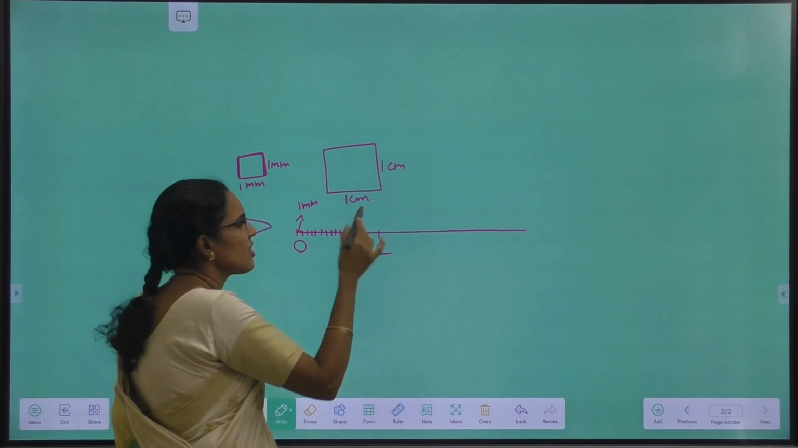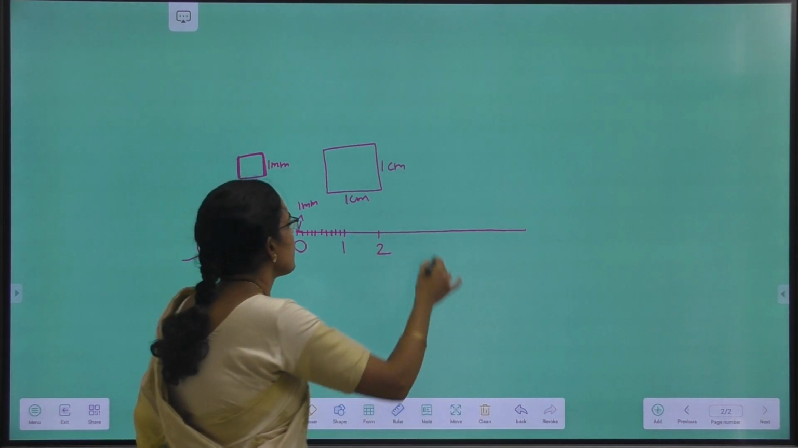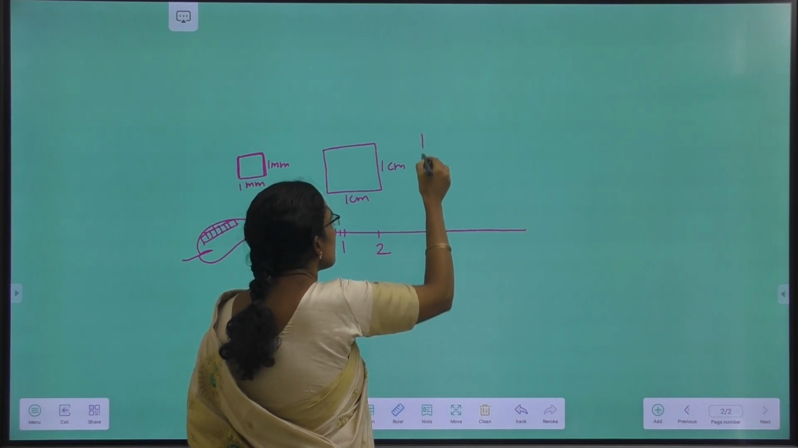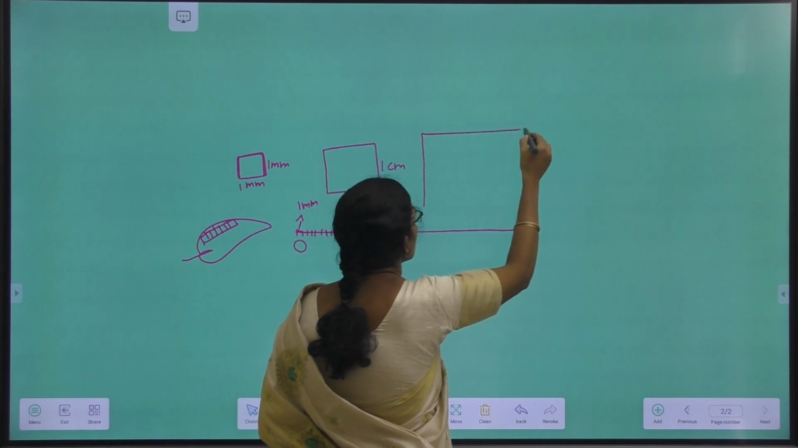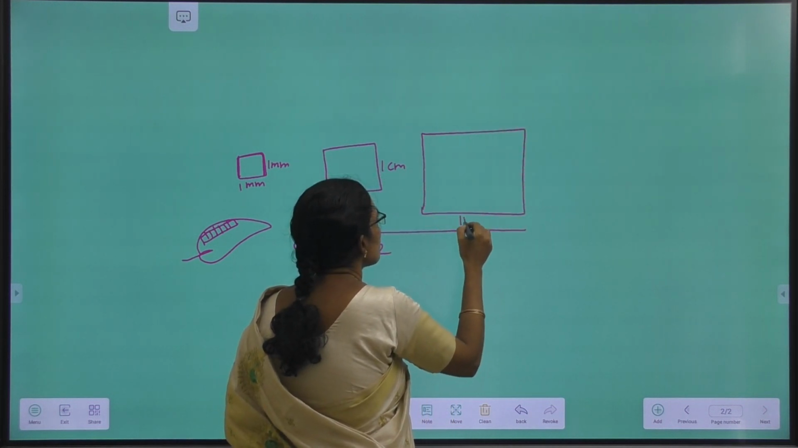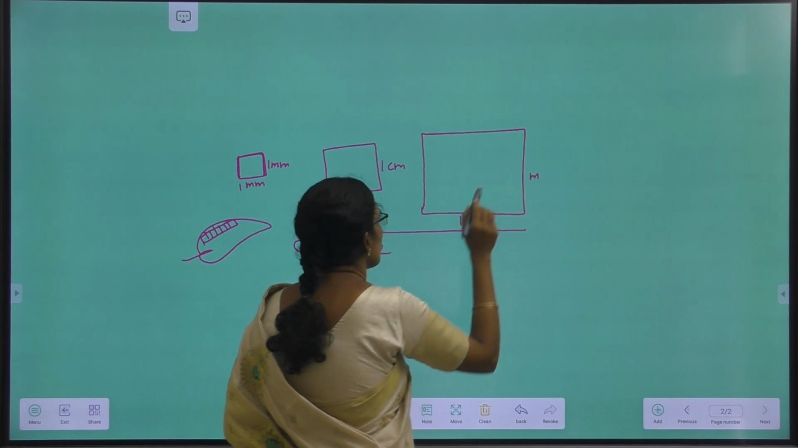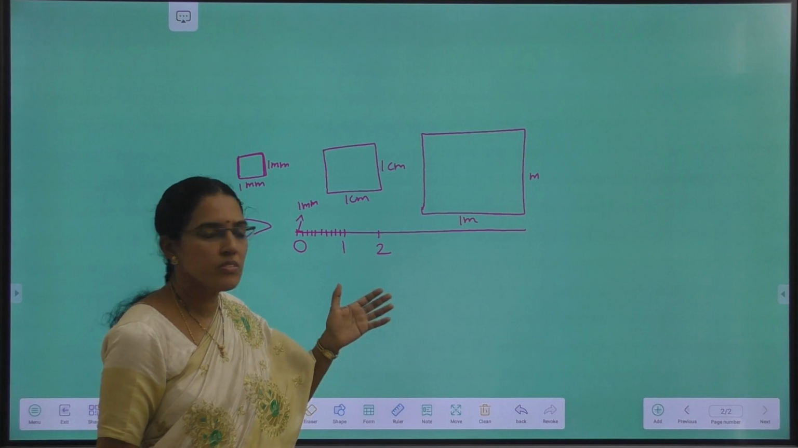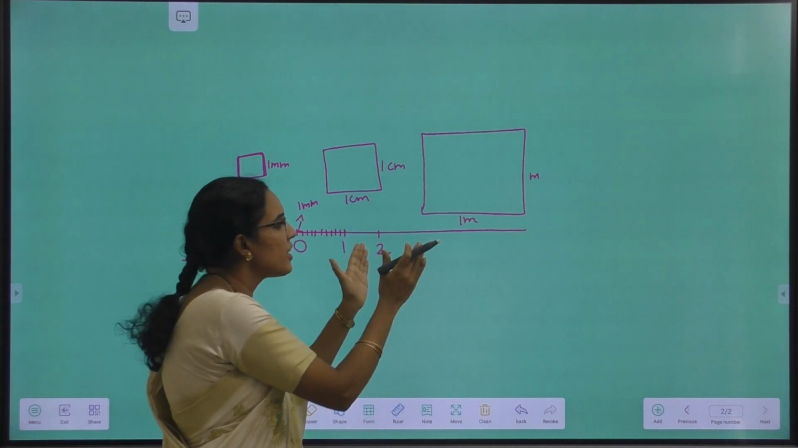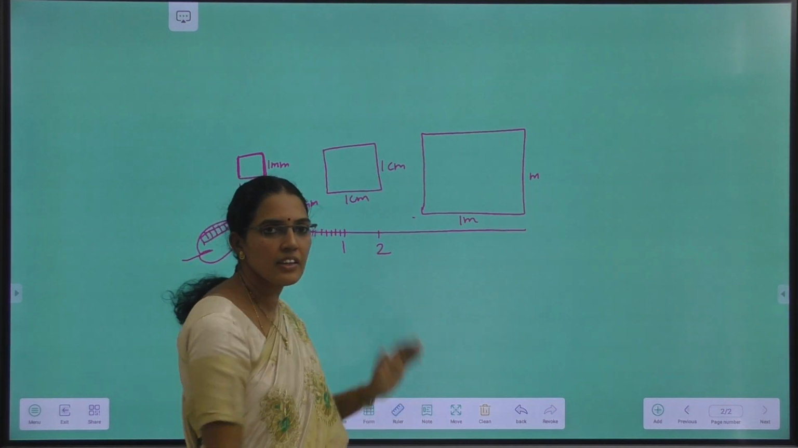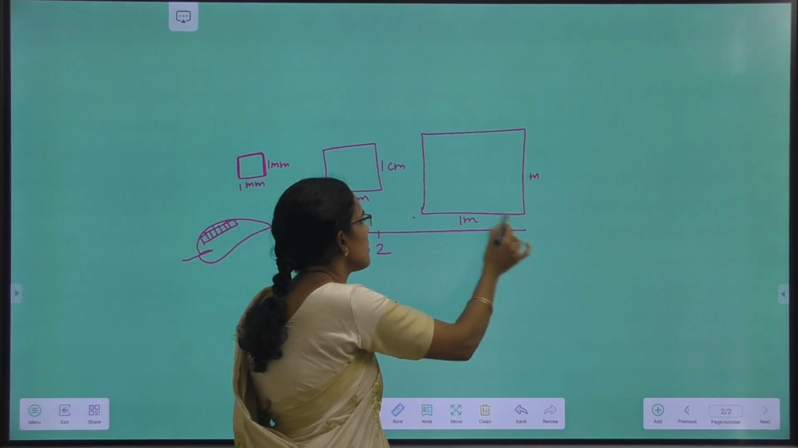Then if the area is even bigger than this, to calculate the area easily, we use meter squares. Okay, then we use 1 meter squares. 1 meter is 100 centimeters. If we take 100 of these centimeters, then we get this much length. If we take 100 times more, then we get meters.